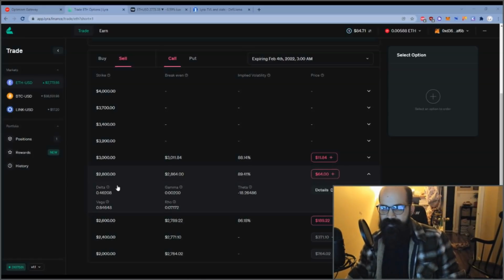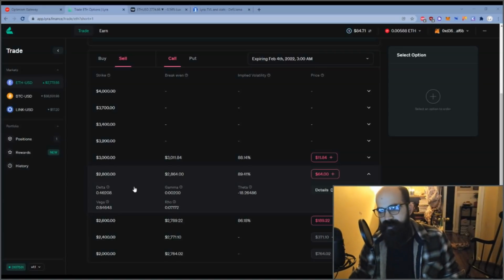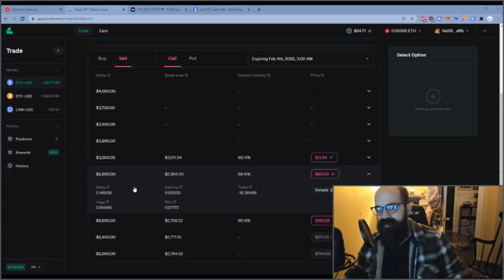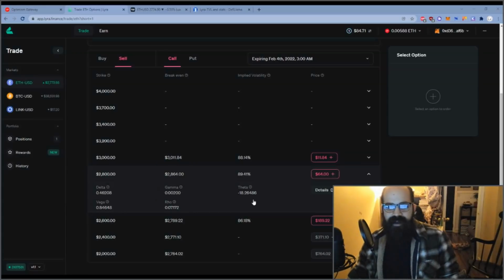Now, if the price of the underlying, that means the asset that you've collateralized, in this case Ethereum, is below the strike price at expiry, which is February 4th again, then you not only keep the premium, but you also keep the underlying asset. You keep your Ethereum. So you keep the premium, the $64, and you keep the asset. You keep everything. You've only made profit. Congratulations, well done you. That's great.